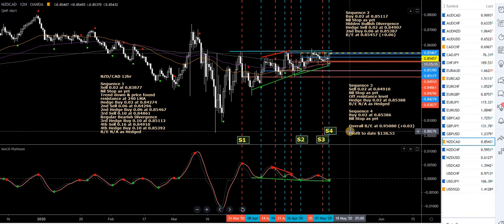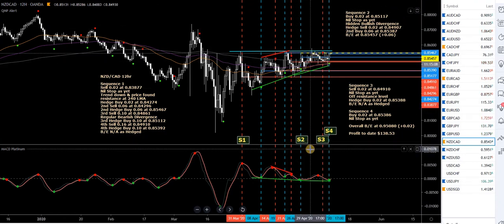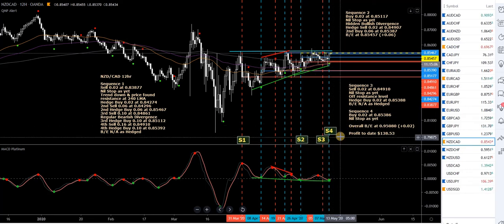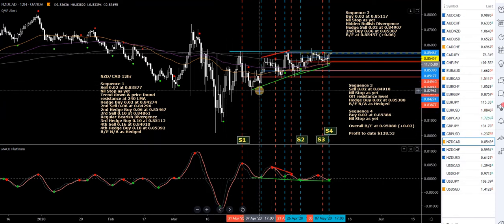Overall break even 95.08, which is off the charts up here somewhere. Don't worry about that too much. As I said previously, I'm just looking to make money out of the sequences on the right. Then I'll worry about sequence 1 later. I can get a bit creative with trade management later.